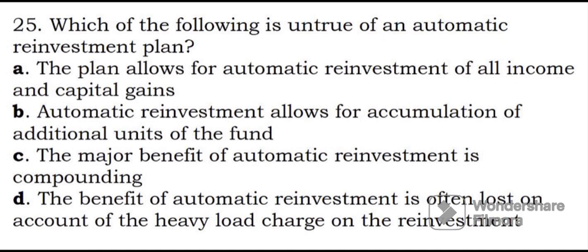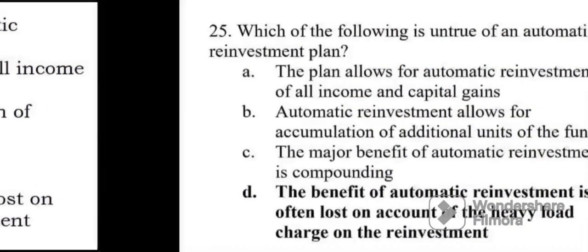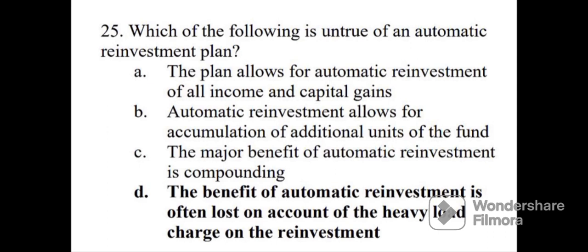So it is asking which of the following is untrue. An automatic reinvestment plan means any return or any income that you generate on your existing units should be reinvested. That is the kind of mandate you give to the AMC. So the answer will be D. The benefit of automatic reinvestment is often lost on account of heavy load charges on the reinvestment. This is a wrong statement. That's why this is our answer.